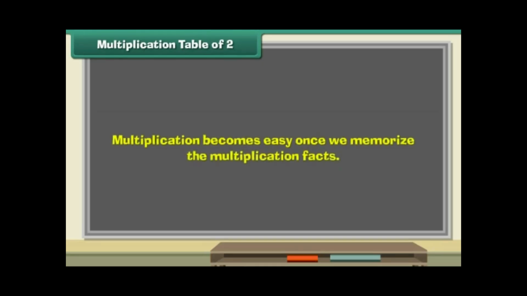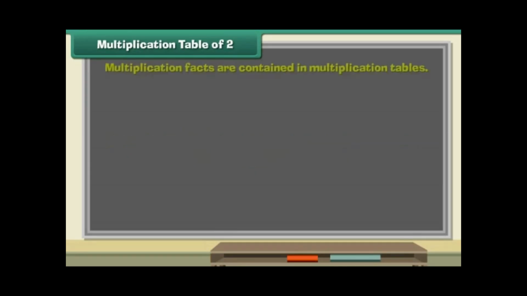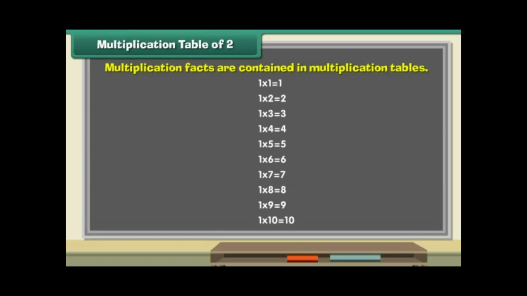Multiplication table of 2. Multiplication becomes easy once we memorize the multiplication facts. Multiplication facts are contained in multiplication tables. Let us start with the multiplication table of 2.